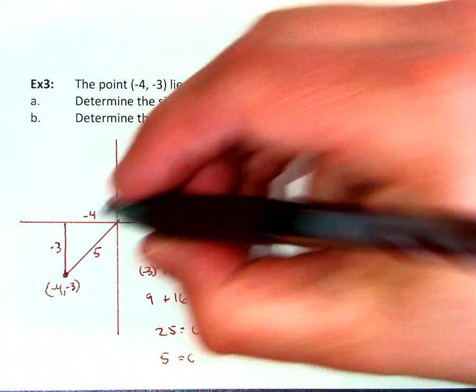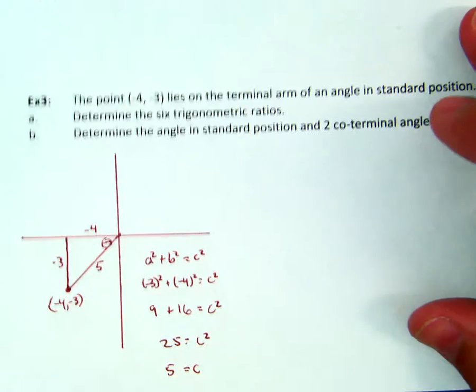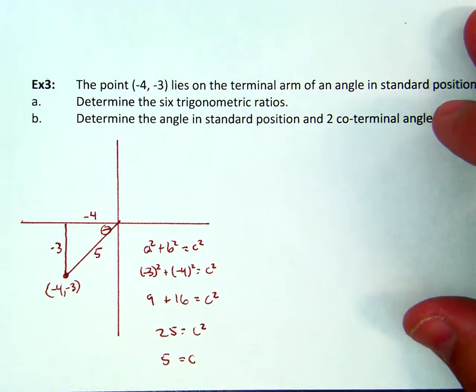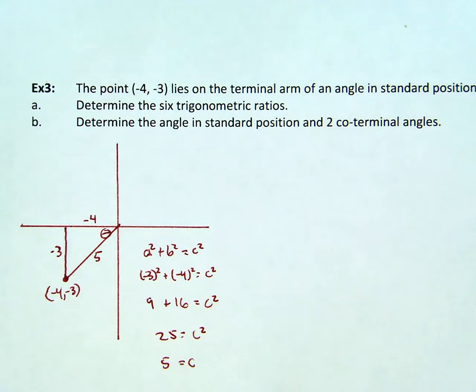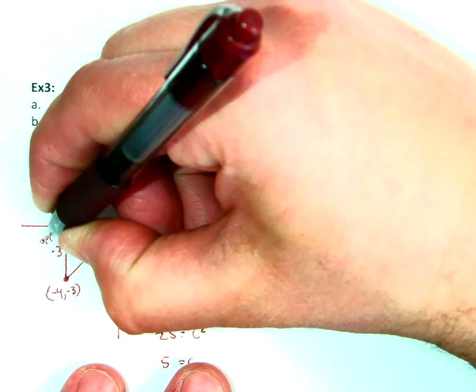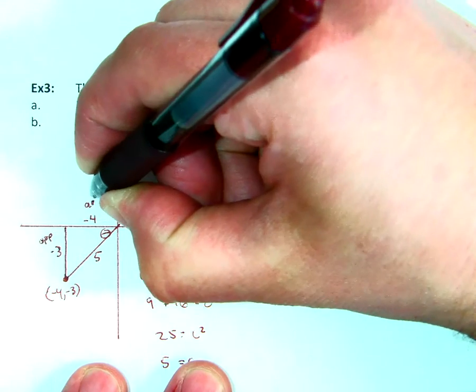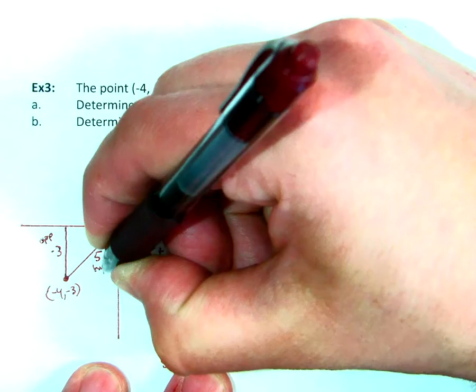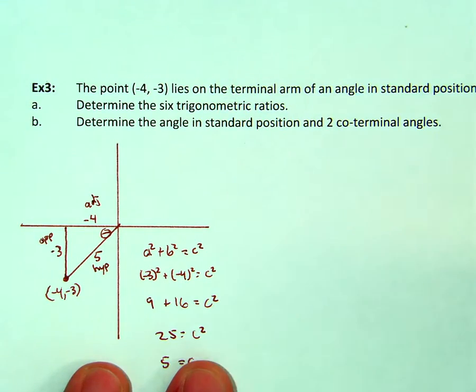My reference angle will be here. So there's the theta. And then as far as figuring out the 6 trigonometric ratios, I know from here, this is going to be opposite over here. This is adjacent, and the 5 will be the hypotenuse. So then I'm just going to use those to figure out the ratio.